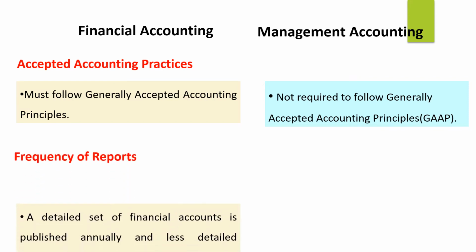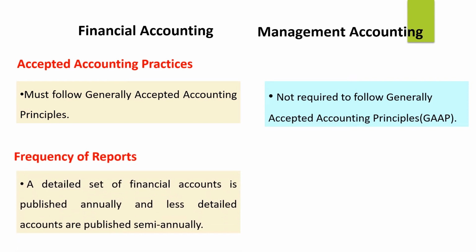Financial accounting reports must be published annually if you are on the main board. However, if you are listed on the Dirisavi board, less detailed accounts can be published on a semi-annual basis. But management accounting reports should be produced more frequently, because day-to-day decisions are taken by the management based on this information.